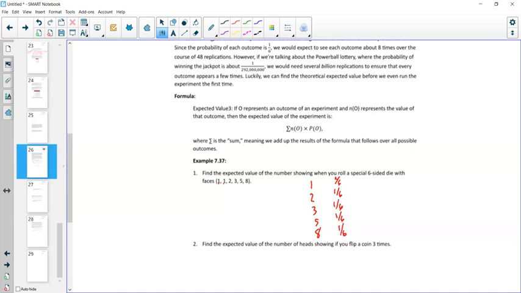So now we take the roll, and this is the probability, and then we multiply them. So we have the roll times the probability. So this would be 2/6. This would be 2/6 as well. This would be 3/6. This would be 5/6, and this would be 8/6. So our total here would be 20/6, or 10/3, or approximately 3.33.